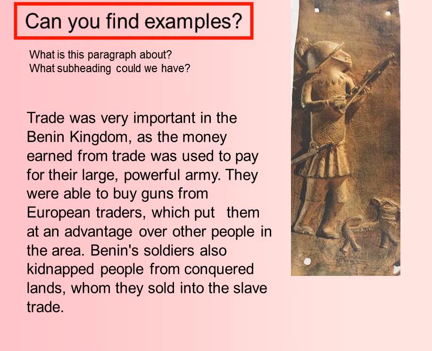Trade was very important in the Benin Kingdom, as the money earned from trade was used to pay for their large, powerful army. They were able to buy guns from European traders, which put them at an advantage over other people in the area. Benin soldiers also kidnapped people from conquered lands, whom they sold into the slave trade. So if we were to choose a subheading for our bit of writing, imagine we'd written that amazing paragraph, what subheading could we choose to go at the top?